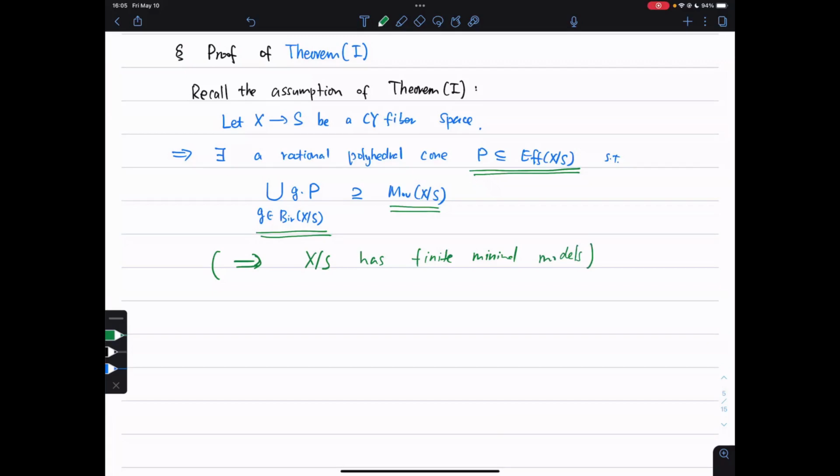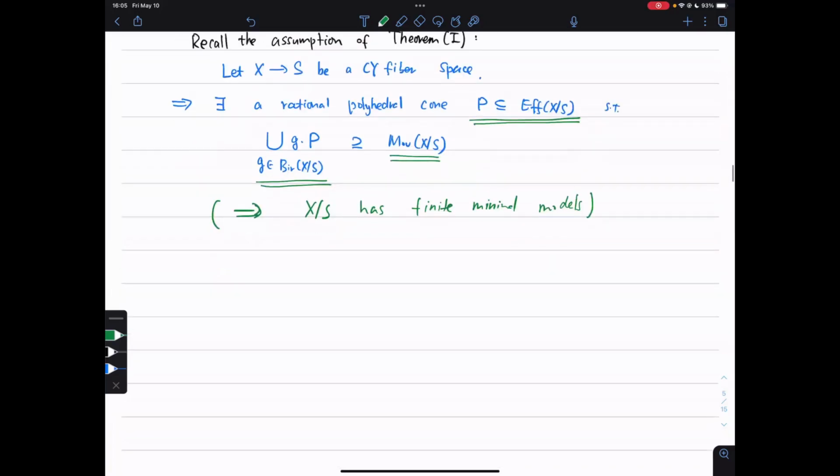So we want to construct finite minimal models such that one of the minimal models of X must correspond to one of them. Okay, then how should we do it? We apply the Shokurov choice result theorem to P. We know this can be decomposed into finite rational polyhedral cones, and the divisors for each cone share the same minimal model.